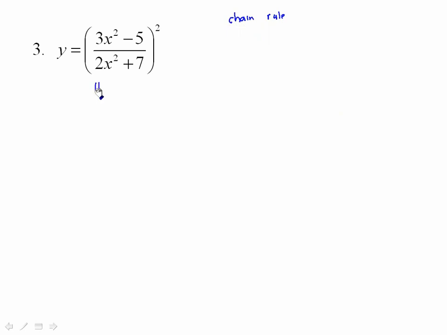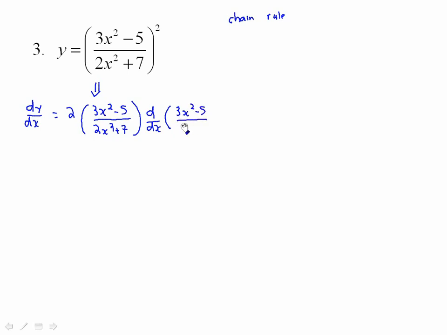So I take this, and I note that dy dx is equal to 2 multiplied by 3x squared minus 5 divided by 2x squared plus 7 to the exponent of 1, but multiplied by the derivative of the inner. So 3x squared minus 5 over 2x squared plus 7. And now we have to use the quotient rule.